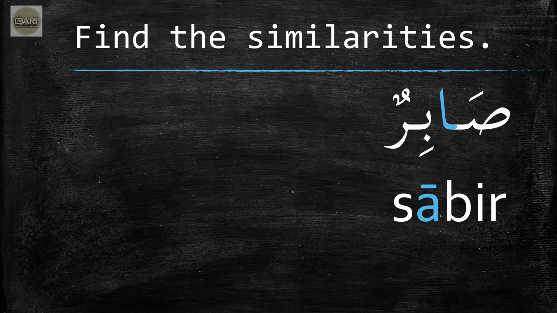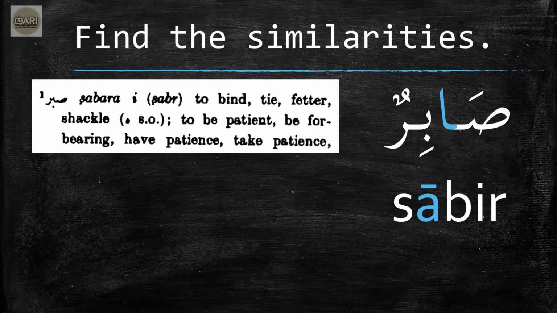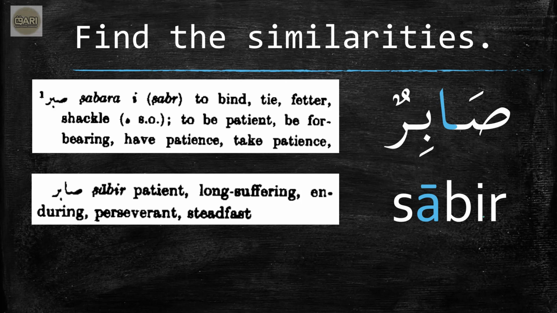Sabir, from sabara, meaning to be patient. You can see the same structure there: the macron on the A, the I there isolated. To bind, to tie, to fetter, to shackle. That's one definition. To be patient, to be forbearing, to have patience, to take patience. So remember when we said if we see "be," then we're going to use the adjective. So someone who is being patient is patient. Long-suffering, enduring, still using the "ing" forms, perseverance, steadfast.